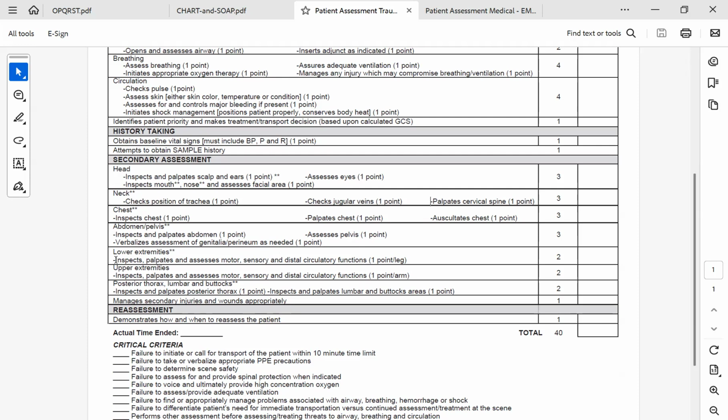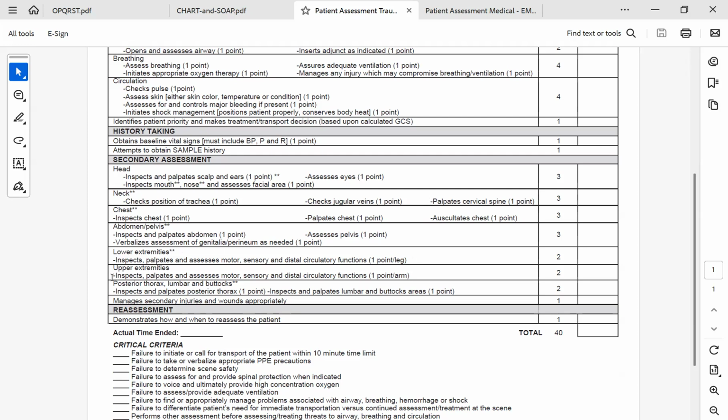You move to the lower extremities. So lower and upper extremities, we're going to assess for motor, sensory, and distal circulation. So we're going to work our way down each leg. Check a pedal pulse on their foot, see if they can wiggle, check the cap refill. They know what toe you're grabbing, and same thing with the arms.